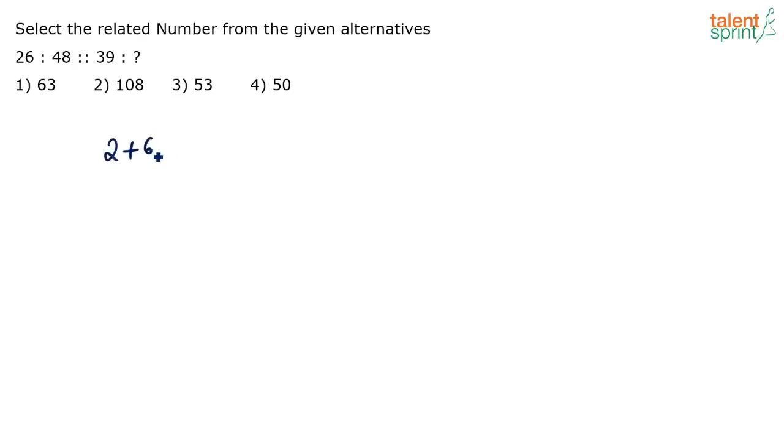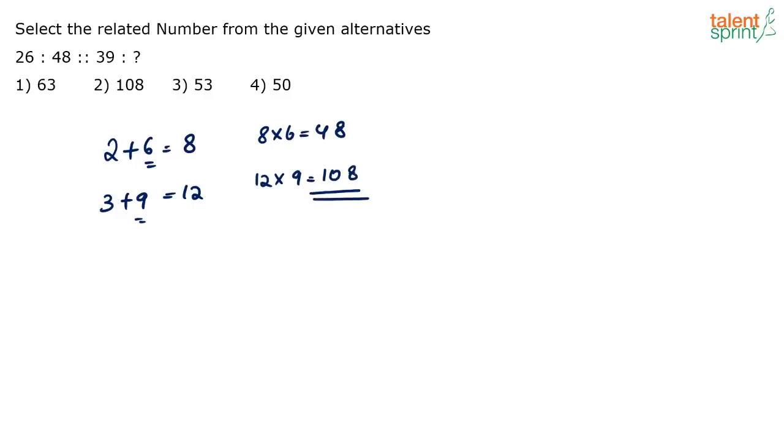See, 2 plus 6, that is equal to 8. Now again, 8 into 6 is equal to 48, multiplying by this 6. Similarly, here next you have 3 plus 9, that is equal to 12, and 12 into 9 is equal to 108. So the correct answer here is option 2.